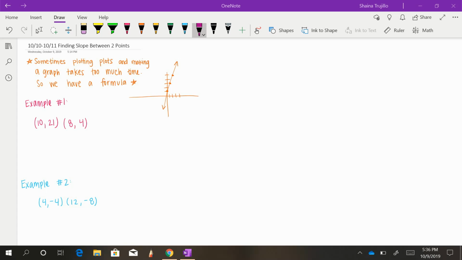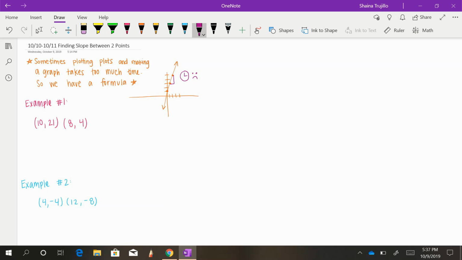Okay, so our lecture today was on finding slope between 2 points. Now the reason why it's important for us to know this is because sometimes plotting points on a graph and making our line takes a little too much time. So trying to find that rise over run just takes too much time. So sad. Okay, so we actually have a formula for this, and I am going to show you what that formula is.